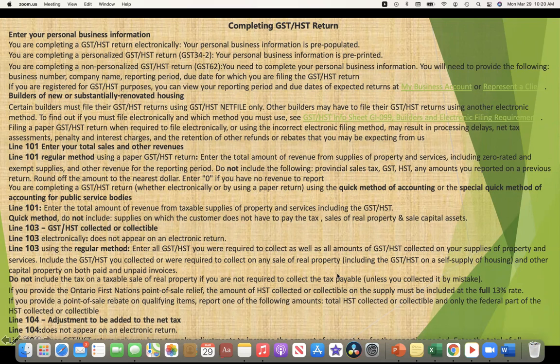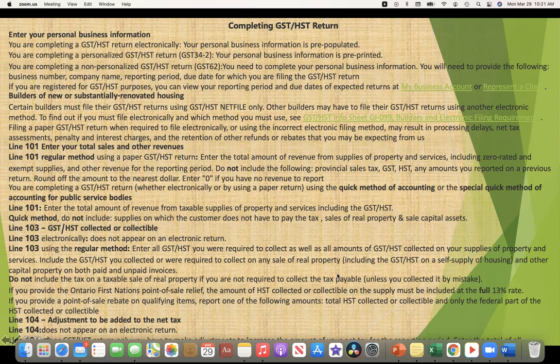Today we are going to talk about the GST/HST return in Canada: how to complete your form on goods and services tax and harmonized sales tax, the GST/HST return working copy. So you have the copy with you. Let's get started. You enter your personal business information.